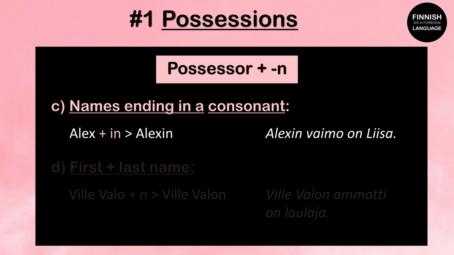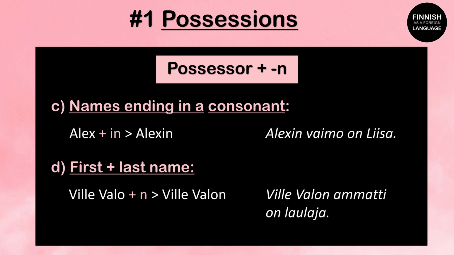Alex's wife is Lisa. And when we have the first and the last name, then we put the genitive marker n only to the last name. For example, Ville Valo. So here we add the genitive marker to the last name, which is Valo. So that means we have Valo plus n, which becomes Valon. The first name, which is Ville, stays the same. So here we don't need to add anything else to it.